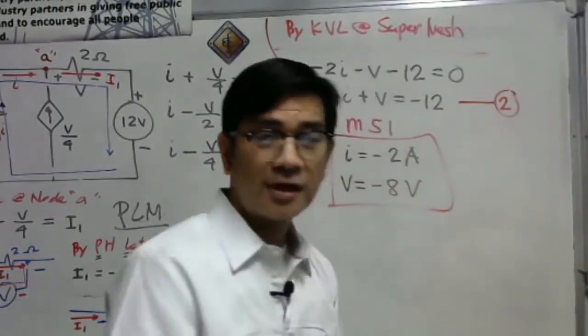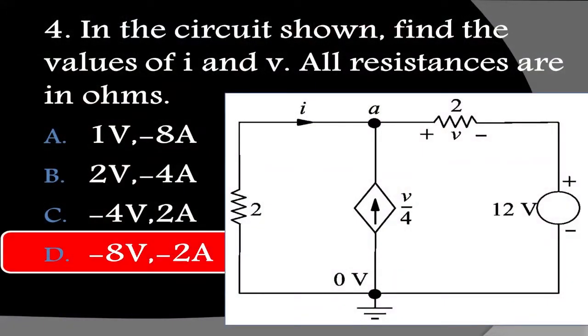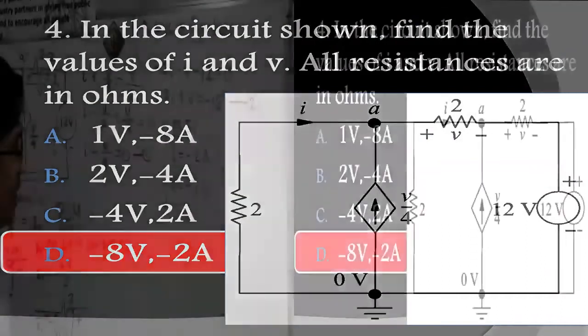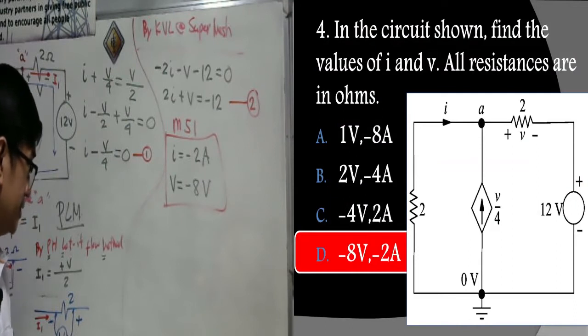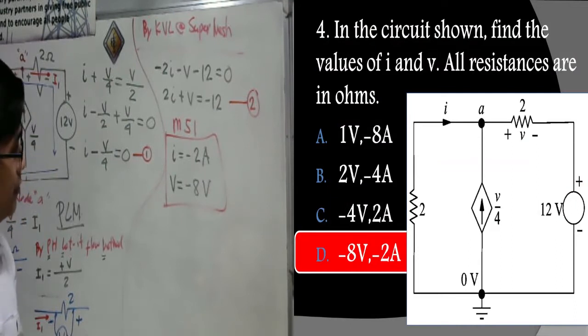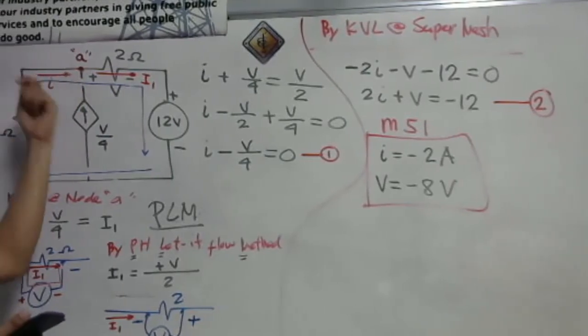Okay, so therefore our answer would be letter... Okay, so those are our answers: negative 8 volts and 2 amperes. Again, what do we mean by negative current? Meaning, the assumption here of going to the right is wrong. That should be going to the left.